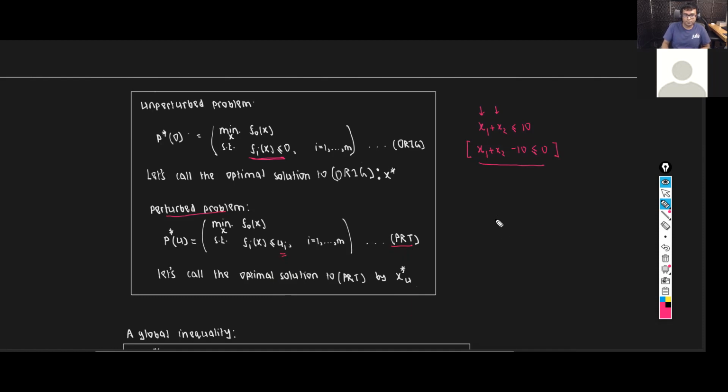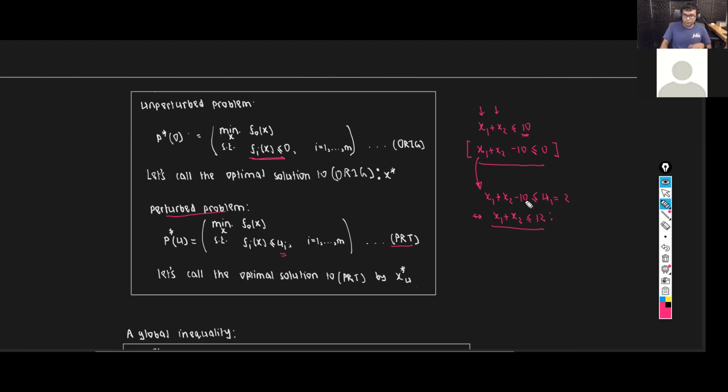Now, what does that mean? Let's take this specific constraint, x1 plus x2 minus 10, as our first constraint. Let's say u1 in this case is 2, a positive number. That means x1 plus x2 is less than or equal to 12 now. In other words, this budget has been relaxed. Where I was limited to 10, I am now given more freedom in what value I could pick for x1 plus x2. This is called relaxation of the inequality constraint.